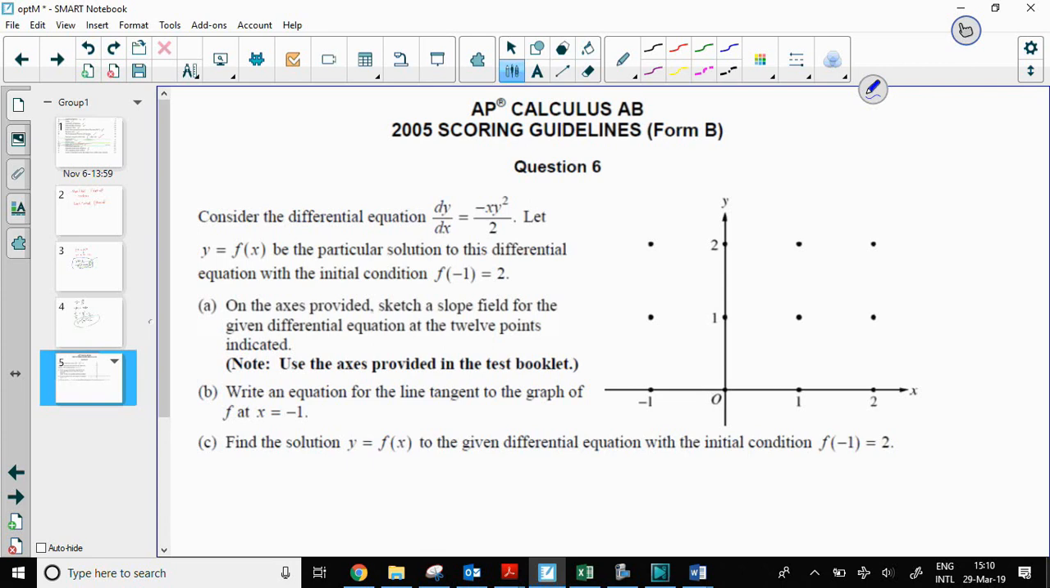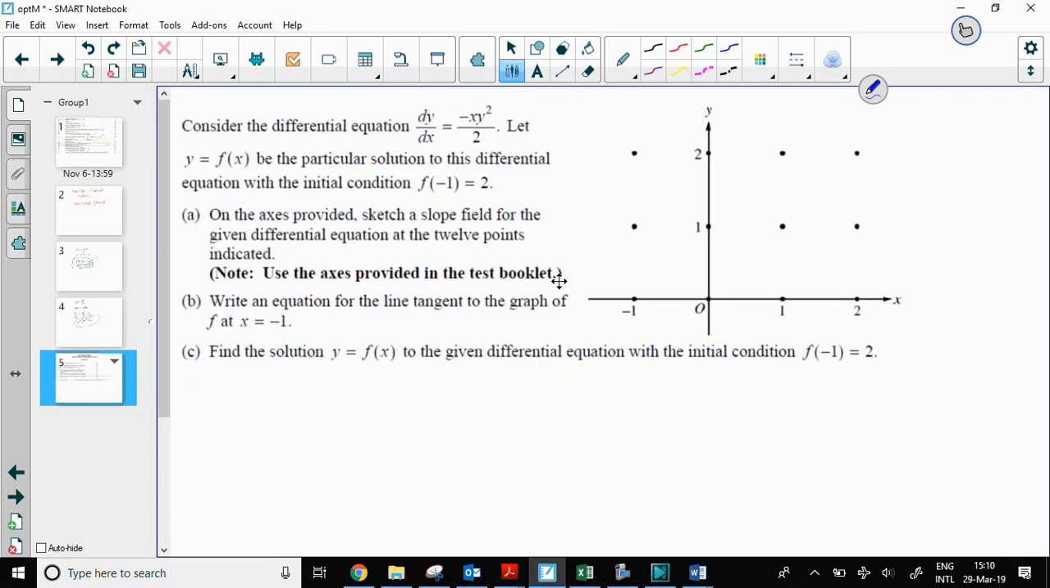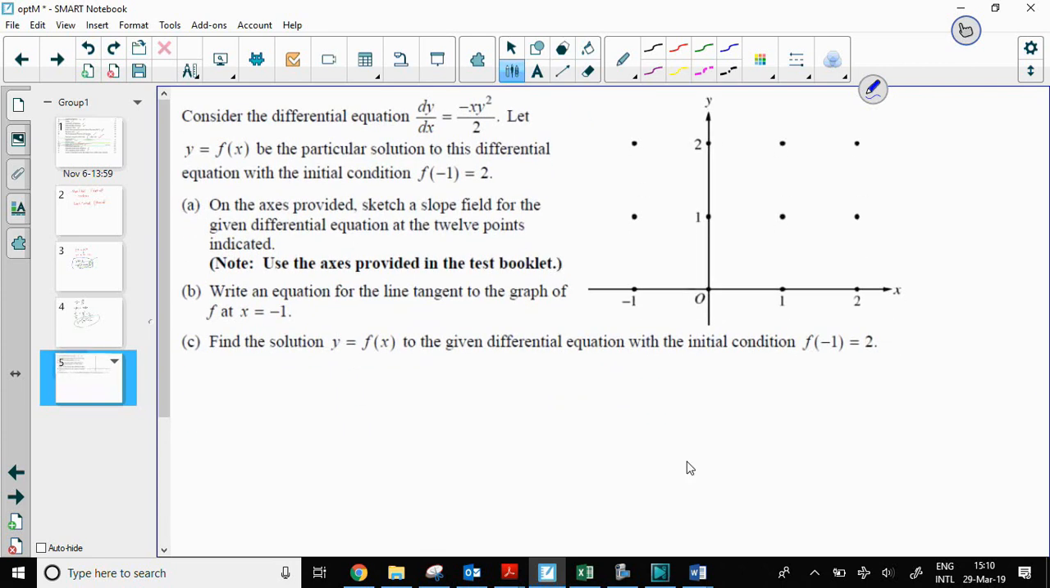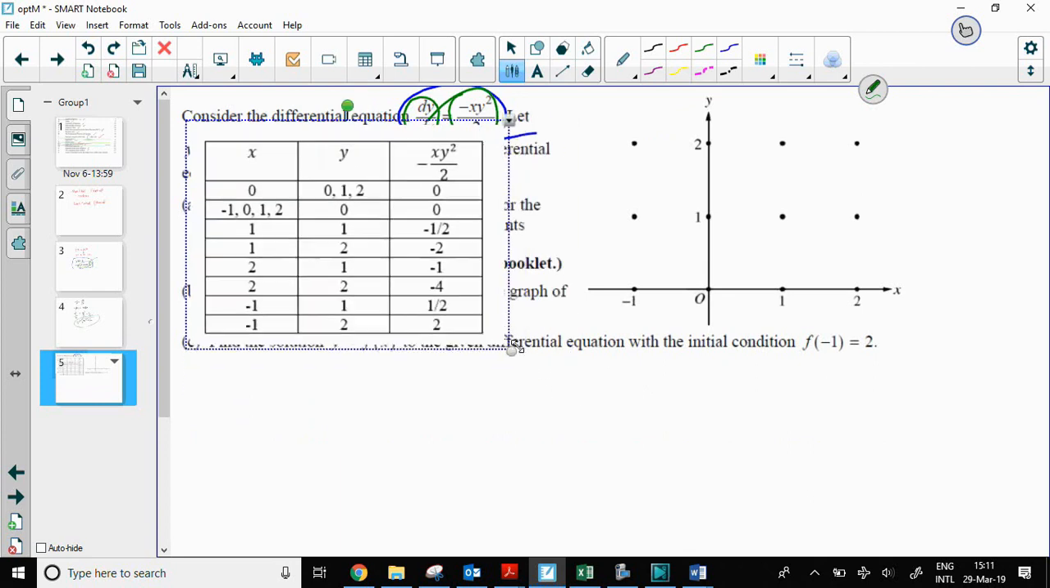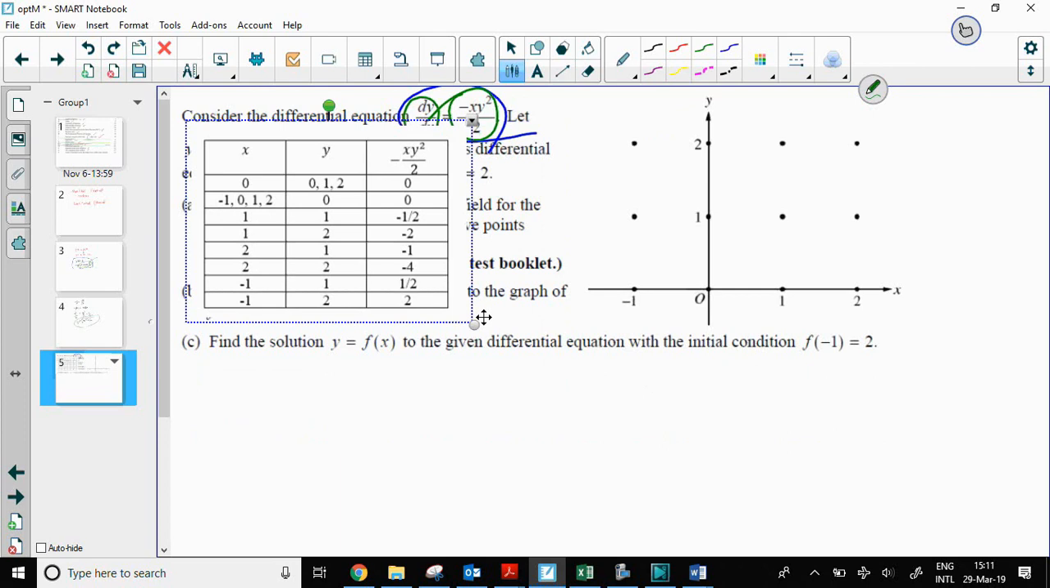All right, so let's look at this problem from AP 2005. Get that out of the way. The plan here, I've got 12 dots in the grid. So for part A, I just want to sketch a slope field at each of those 12 dots. I'm going to literally use this equation up here, and I'm going to draw a little slope determined by that function. You can either do this mentally or you can really quickly verify. You can jot it down in a table if you want to.